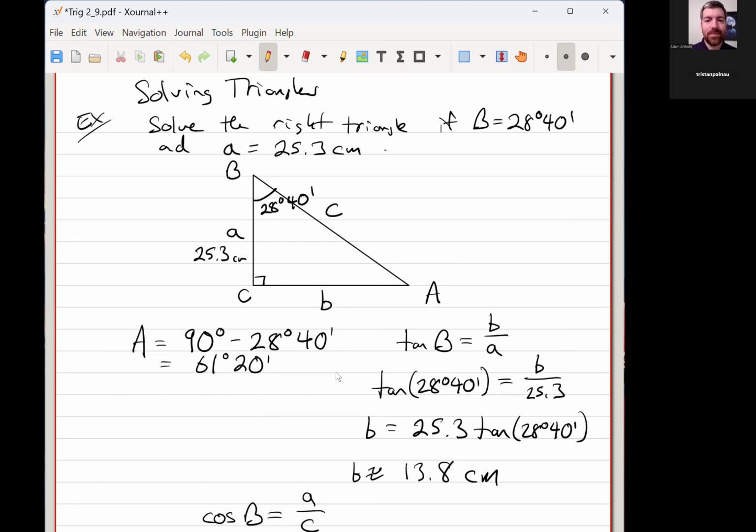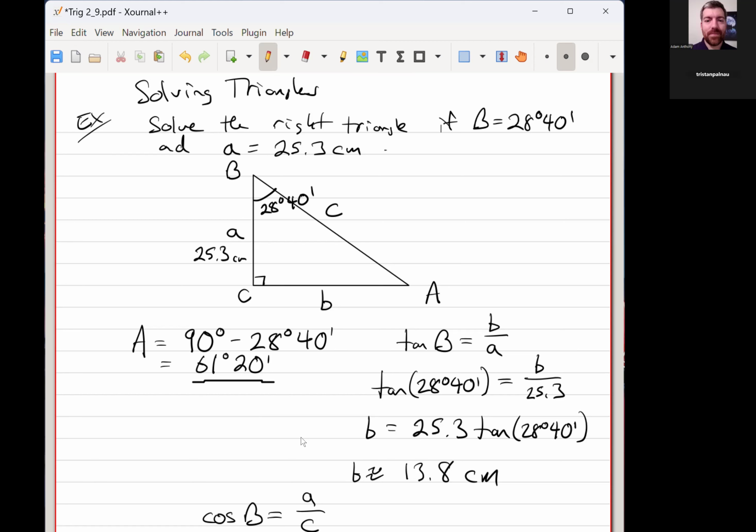Okay, so what's the easiest thing to find? The easiest thing would be the other angle, right? Since angles in a right triangle are complements, it's easy. 28 degrees, 40 minutes, and that becomes 61 degrees, 20 minutes for angle A. Great.